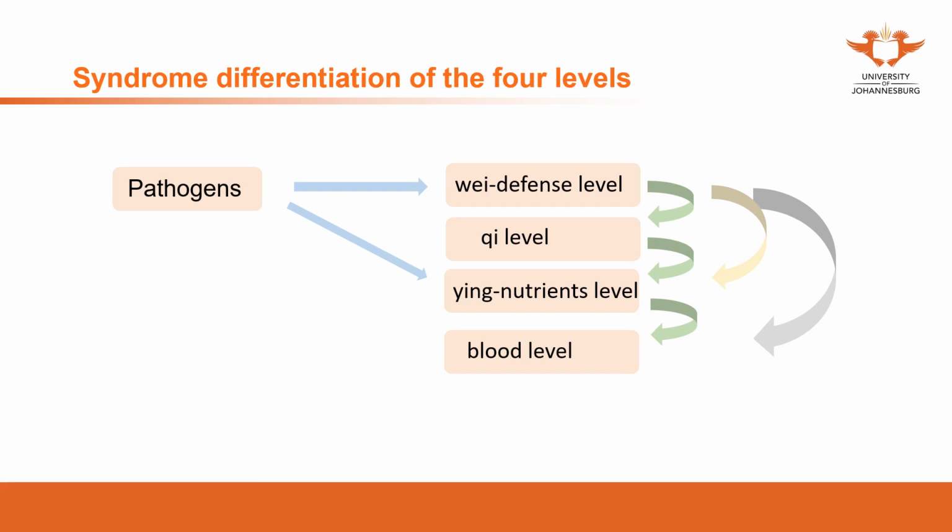Don't be confused by the names of the levels. These are just different names. You can name them A, B, C, D levels. And then we're going to study the symptoms and the manifestations of each level, and also see how you know which level the pathogen is in, what the key manifestations are in each level.